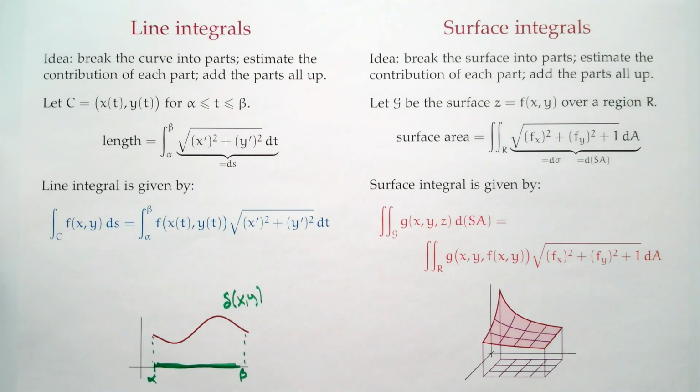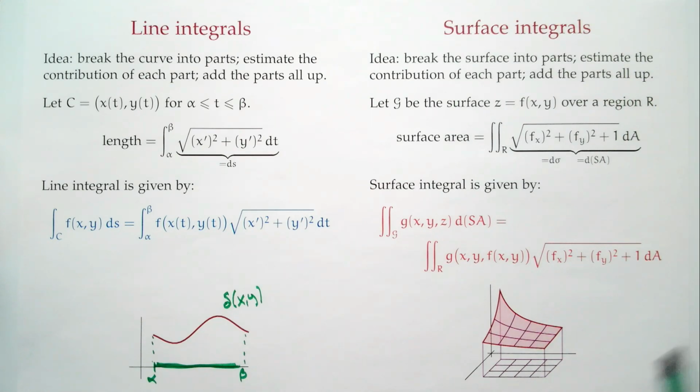All right, so how do we do this? We do what we do with any integration problem. Let's take what we're looking for, and let's break things into small parts. So we're going to take our surface and break it up into small parts. And you say, all right, how much do we get from each part? And add the parts all up.